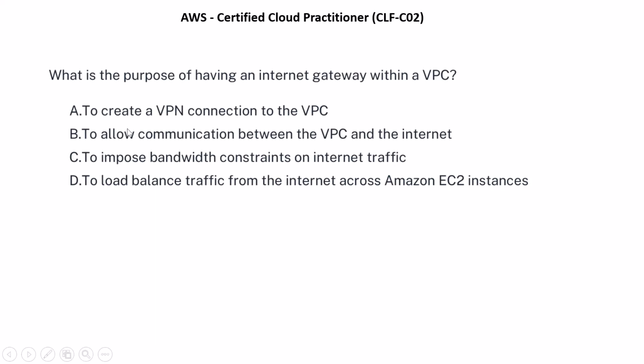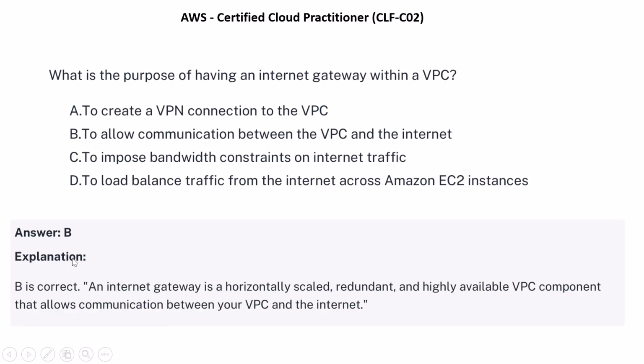Next question. What is the purpose of having an internet gateway within a VPC? Options are Option A, to create a VPN connection to the VPC. Option B, to allow communication between the VPC and the internet. Option C, to impose bandwidth constraints on internet traffic. Option D, to load balance traffic from the internet across Amazon EC2 instances. The correct option is Option B.